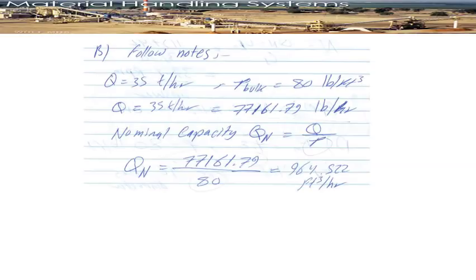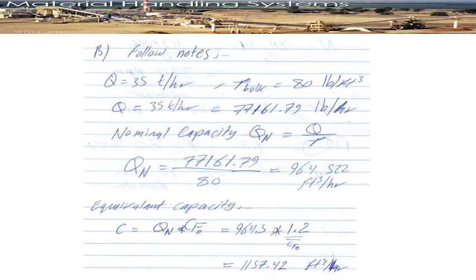Now, at this stage, this is the nominal capacity, but we said earlier that we should have a safety factor before we use this value. So the equivalent capacity is going to be the nominal capacity multiplied by the safety factor CFO. We said the safety factor is something between 1.2 to 1.4, so we are going to go to the maximum of 1.2. Then multiplying 964.5 by 1.2, we are going to have 1,157.42 cubic feet per hour.